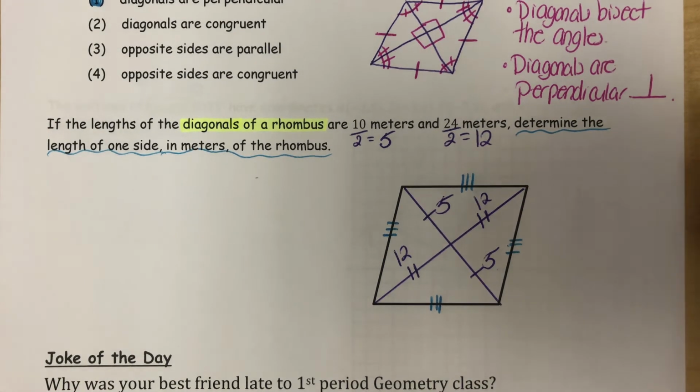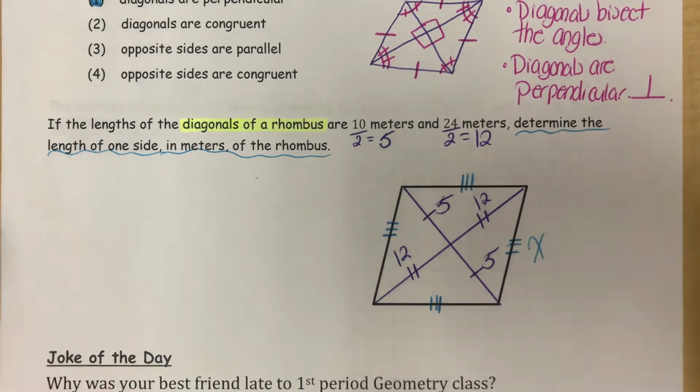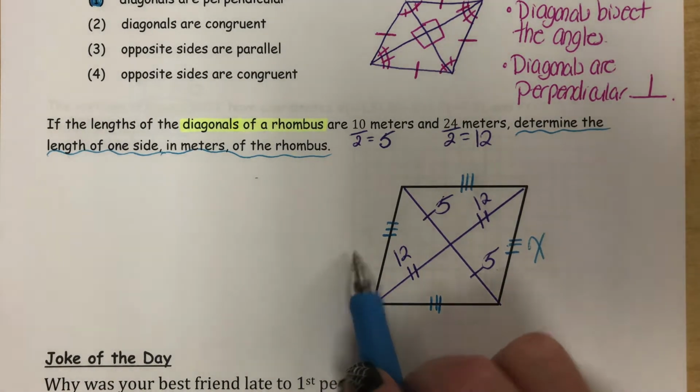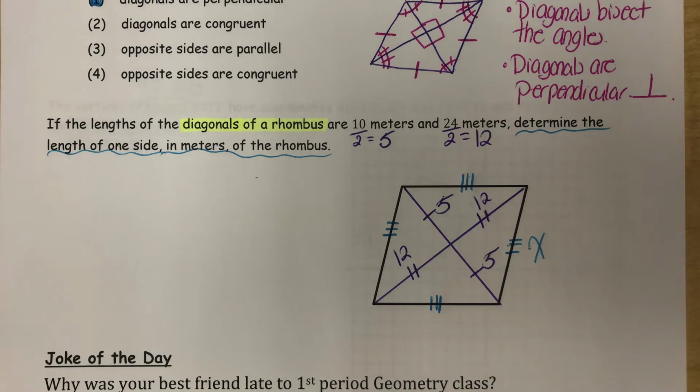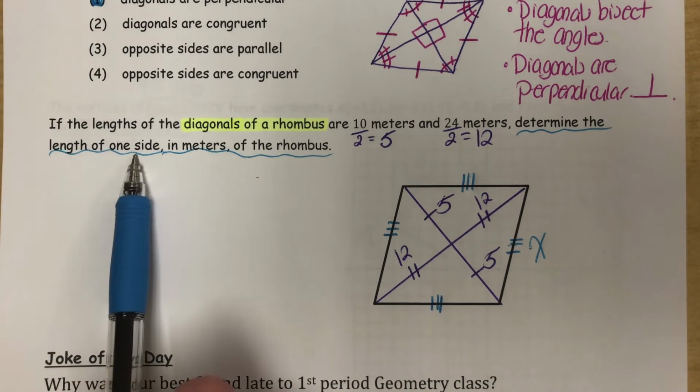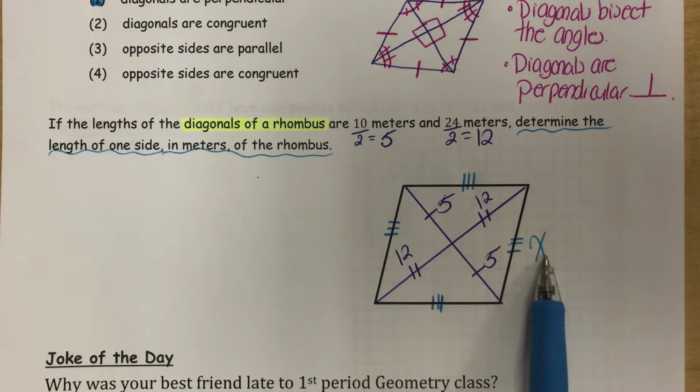All right. So if this is what I'm looking for, and I know all of them are the same, I'm just going to put an X on one of those sides. I could add an X everywhere, but that might confuse me. If I'm only looking for the length of one side, I'm just going to add one X to remind myself that this is what I'm looking for, just one side here.